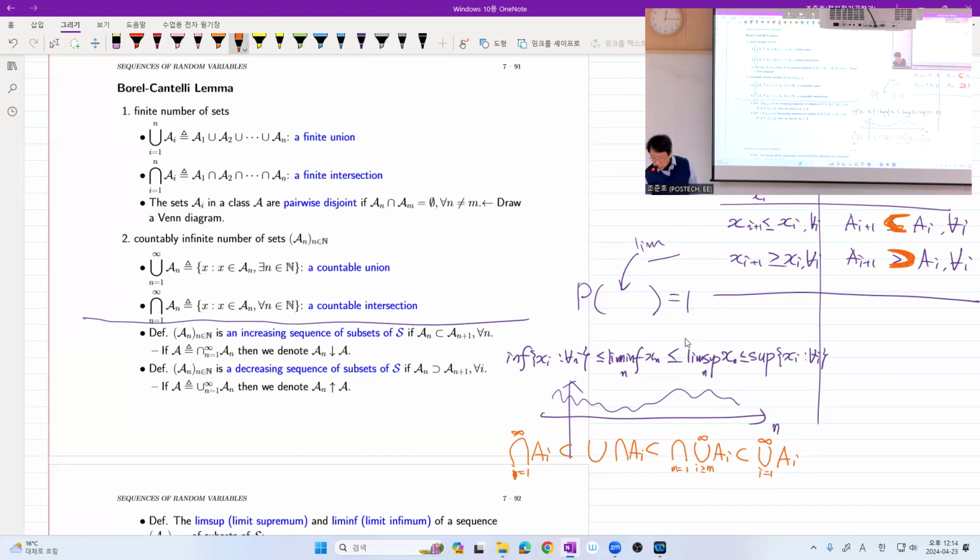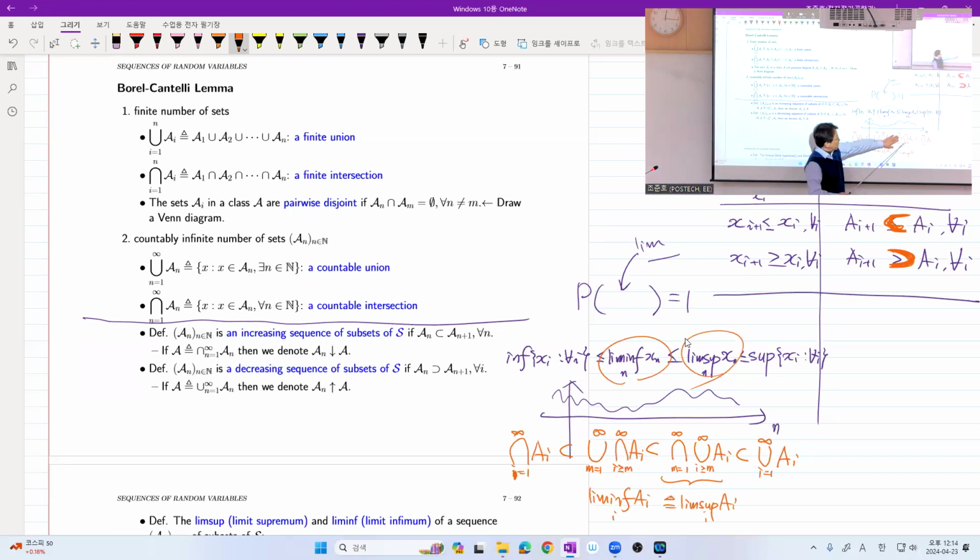Let me remember something like this. So this is termed as lim_sup, and this is termed as lim_inf. And this notation is motivated by what? These things. And similarly, what is this one?